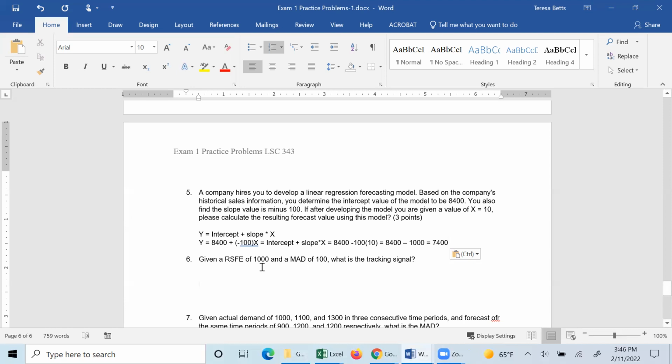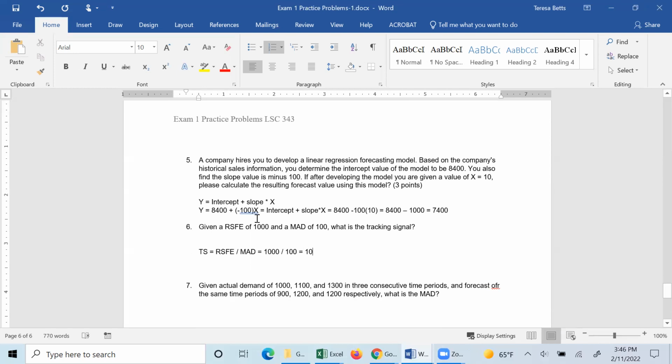Okay, the next one says, given a running sum of forecast errors of 1,000 and a MAD of 100, what's the tracking signal? Okay, you'll have an equation sheet that tells you that the tracking signal is the running sum of forecast errors divided by MAD. So basically then that's going to be 1,000 divided by 100 gives us a tracking signal of 10.